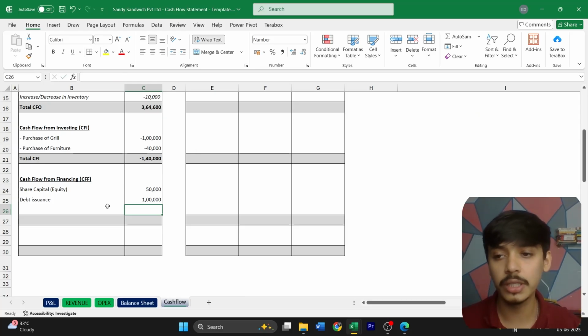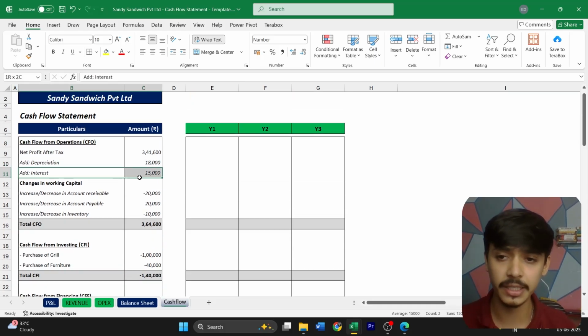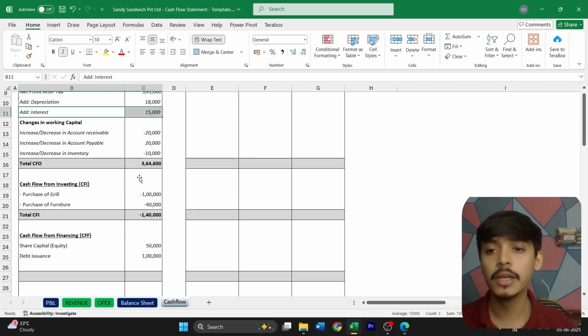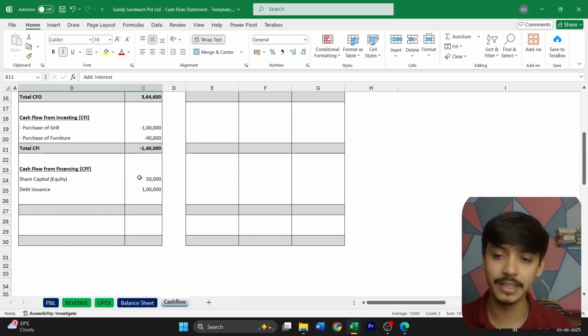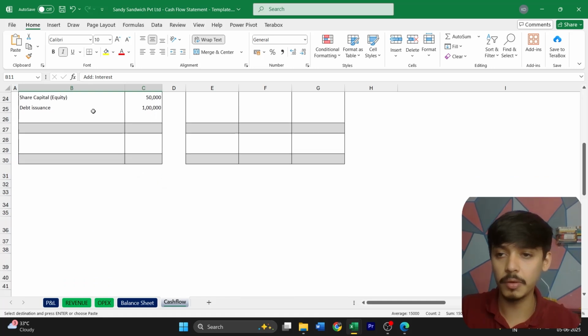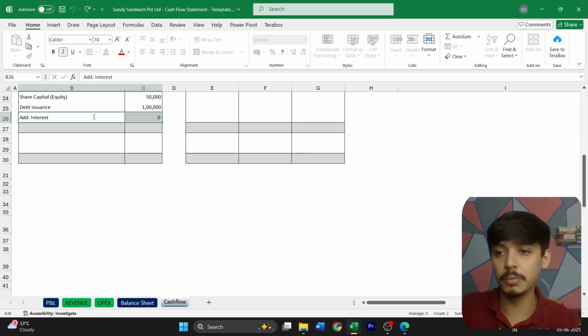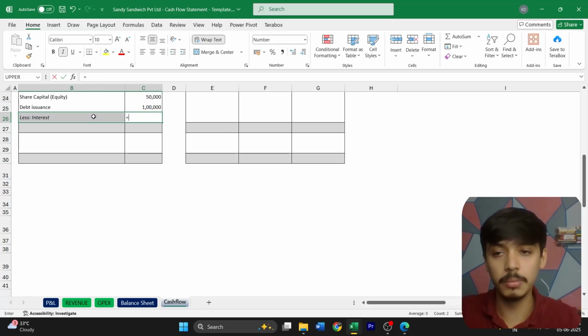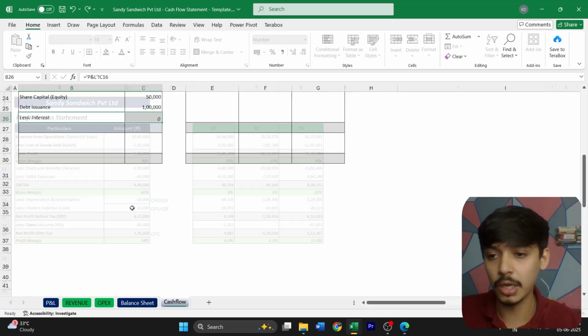And finally, on this debt amount, we paid 15,000 worth of interest. So as we saw that we had to add interest in the cash flow from operations element, we now need to subtract the interest element from the CFF. So here we will take the same element, we will paste it, but now this will be subtract or less. So this will be taken from the PNL, 15,000.